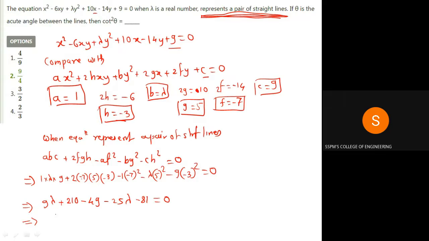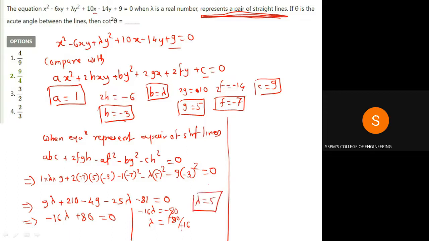So if you solve this, you will get minus 16 lambda plus 80 is equal to 0. See, this 210 minus 49 minus 81 will be 80, and 9 lambda minus 25 lambda is minus 16 lambda. So minus 16 lambda is equal to minus 80. So lambda is equal to minus 80 divided by minus 16. So minus minus get cancelled. And lambda is equal to what? Lambda is equal to 5. So the value of lambda we got is 5.